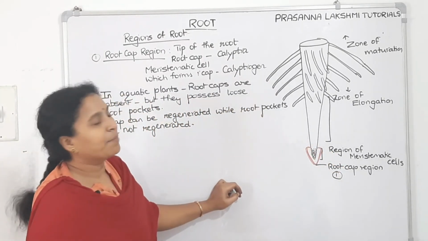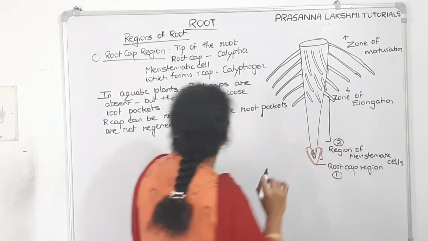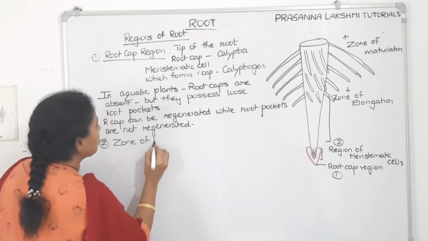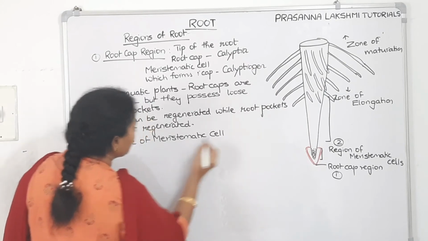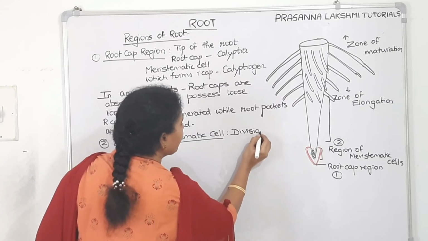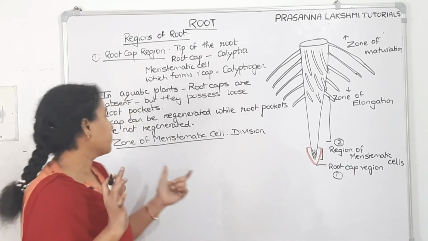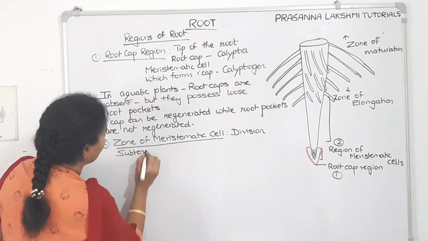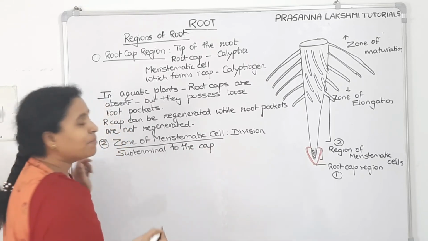Just above the root cap is the zone of meristematic cells. Okay, it's terminal or subterminal? It is subterminal. Now, let us talk about the second zone. What is that zone called? Zone of meristematic cells. Meristem means division, means the cells which are present in the meristematic zone will divide rapidly and contribute to the growth of the plant. So, where is the zone of meristematic cells present? Subterminal to the cap.